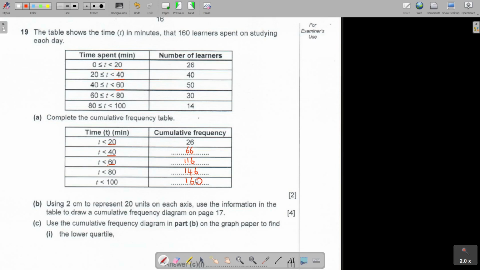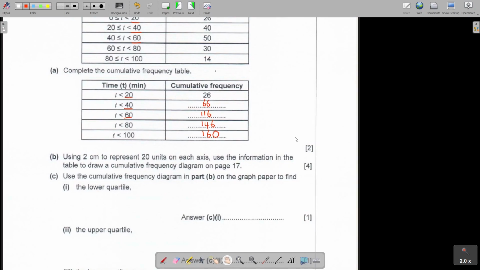So 1 mark for two correct. If you have only 2 correct, you only get 1 mark. Otherwise, you get both if you have all correct. Now, using 2 centimeters to represent 20 units on each axis, use the information to draw the cumulative frequency diagram. Okay, so again, remember, these are the points I'm going to plot. Now, I just want to go to my graph, and that is my time. So it's 20, 26, 40, 66, 60, 116, and so forth.